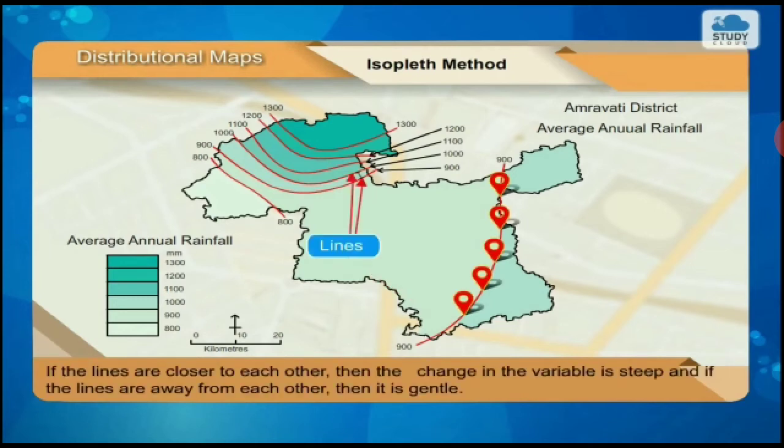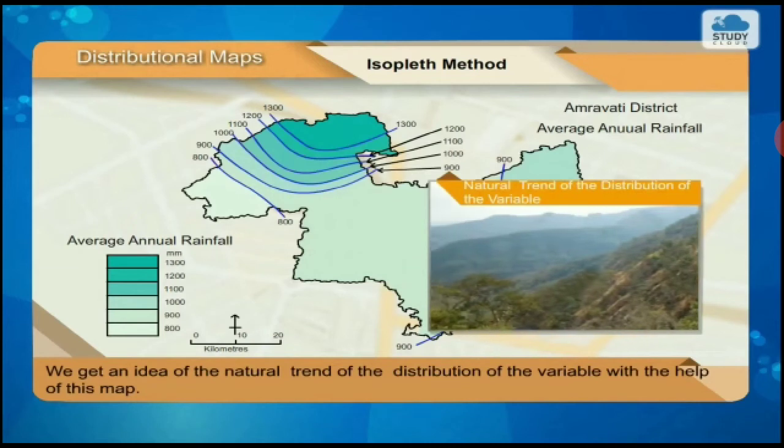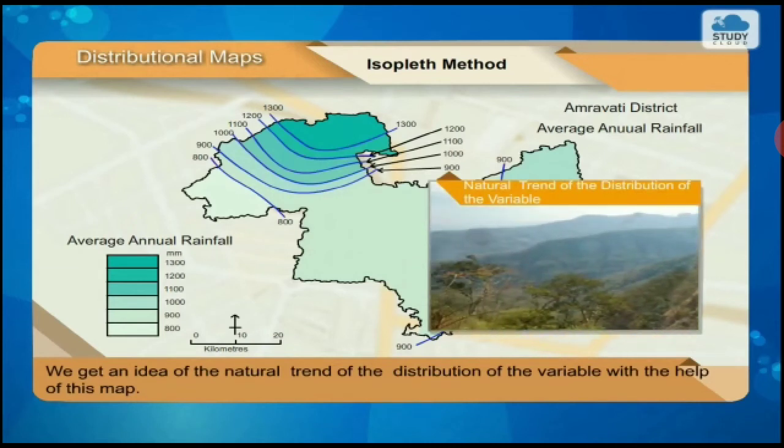If the lines are closer to each other, then the change in the variable is steep, and if the lines are away from each other, then it is gentle. We get an idea of the natural trend of distribution of the variable with the help of this map.